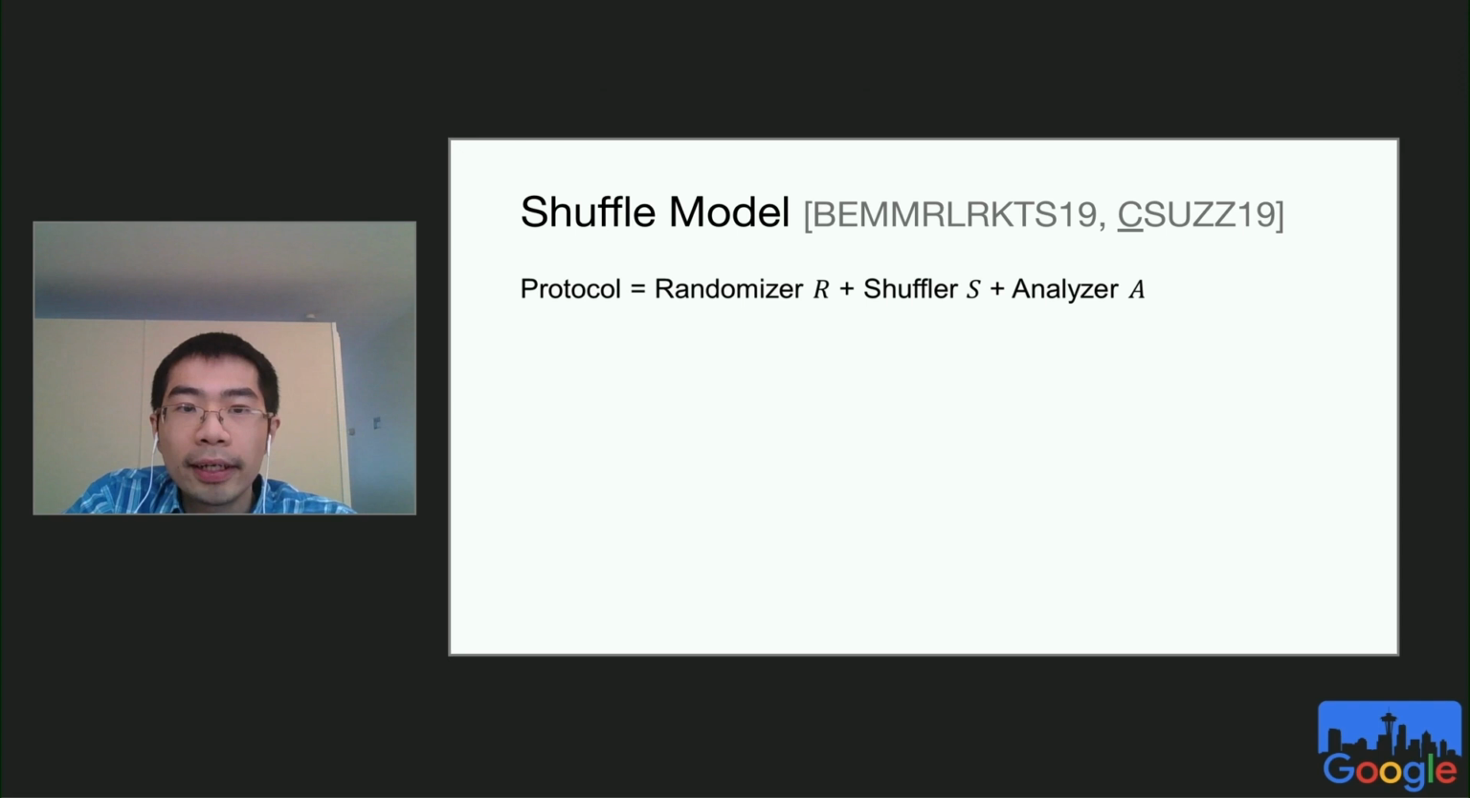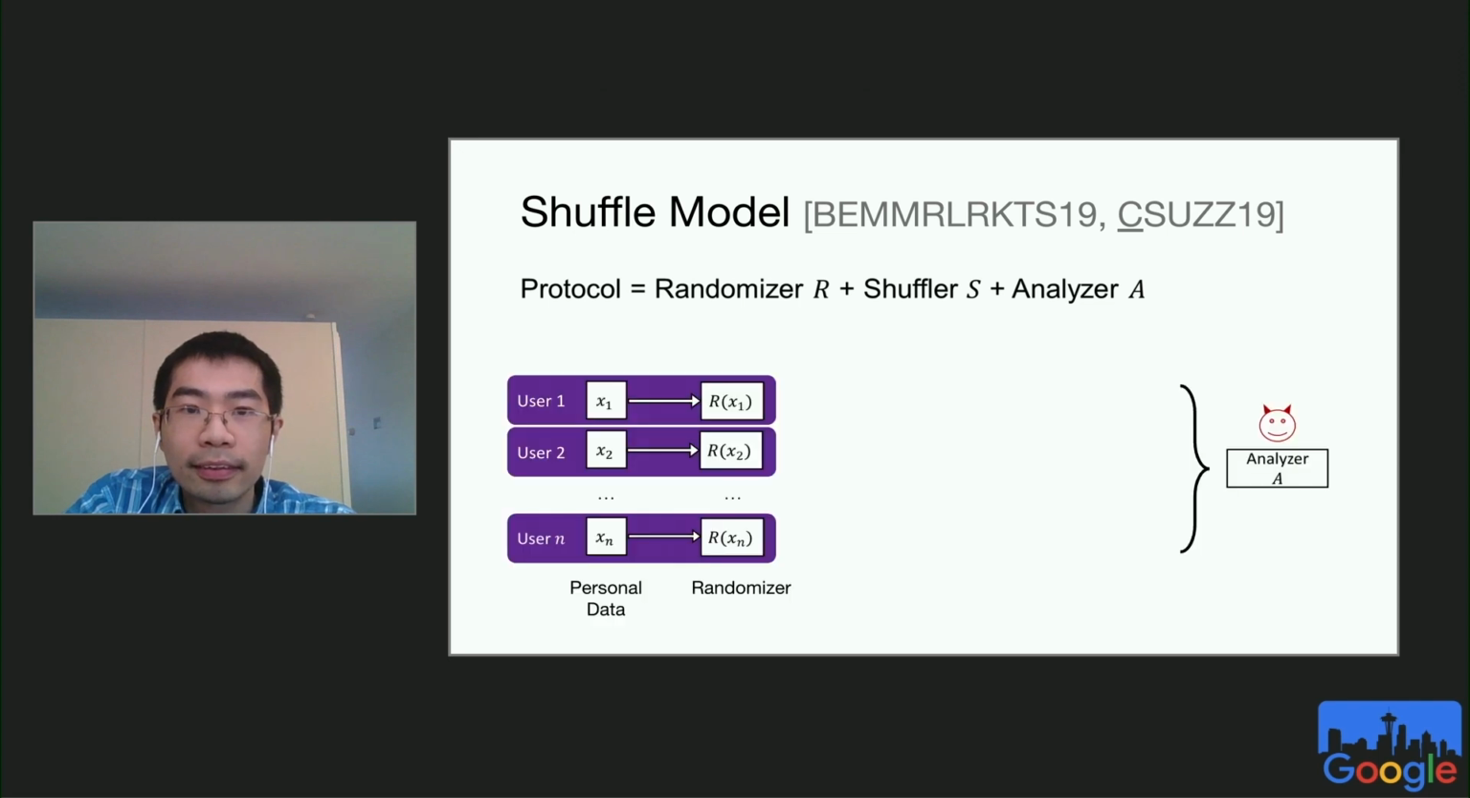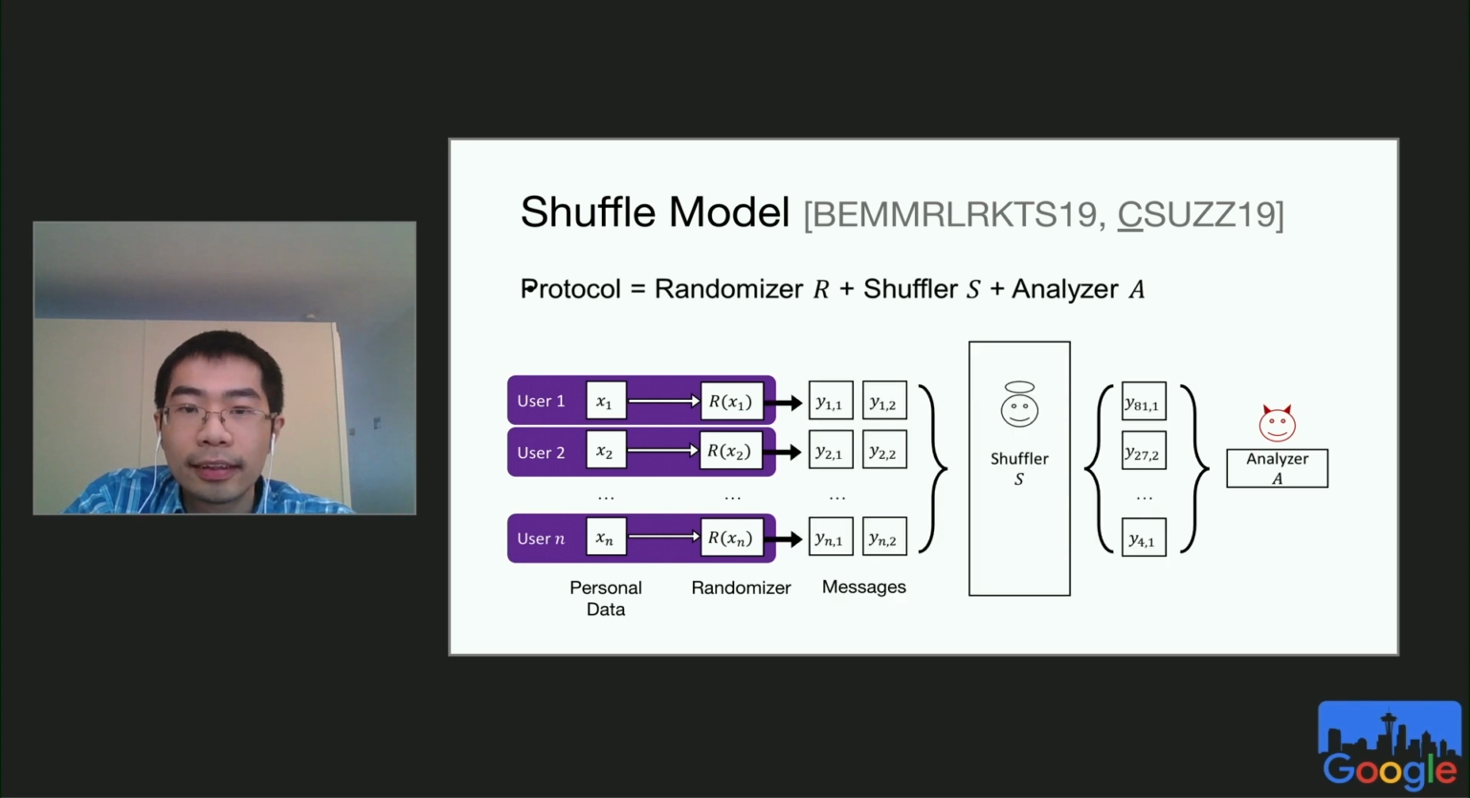So just to make sure we're all on the same page, the shuffle model is made up of the following pieces: a randomizer, a shuffler, and an analyzer. Like the local model, we have the local randomizer, which applies randomization to user data, and we don't have trust in the analyzer. But here we have the shuffler, which applies a uniformly random permutation to user messages. So the output is like a bag of messages. Also notice that we're allowing multiple messages per user. So you have like two envelopes in the mailbox, let's say.